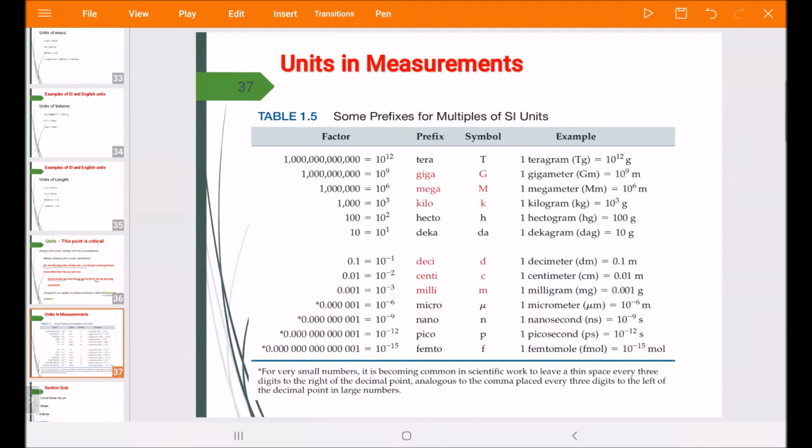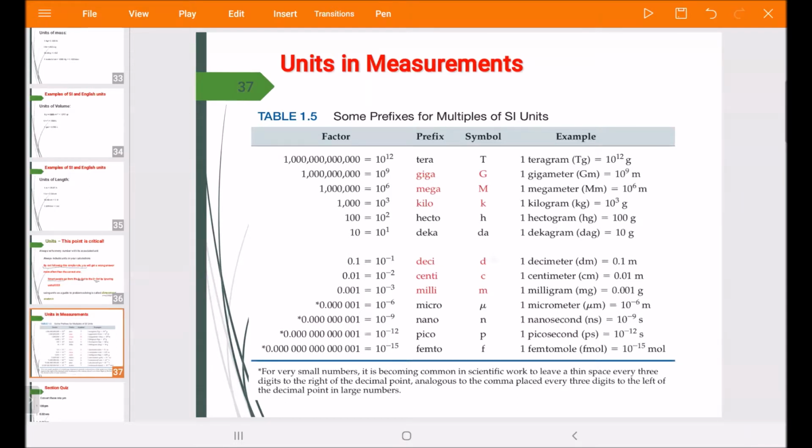I'm sure you remember this from grade 7 or something. So tera means 10 to the power of 12. Giga is 10 to the power of 9. Mega is 10 to the power of 6. Kilo, 10 to the power of 3. Hecto is 10 to the power of 2. Deca is 10 to the power of 1.